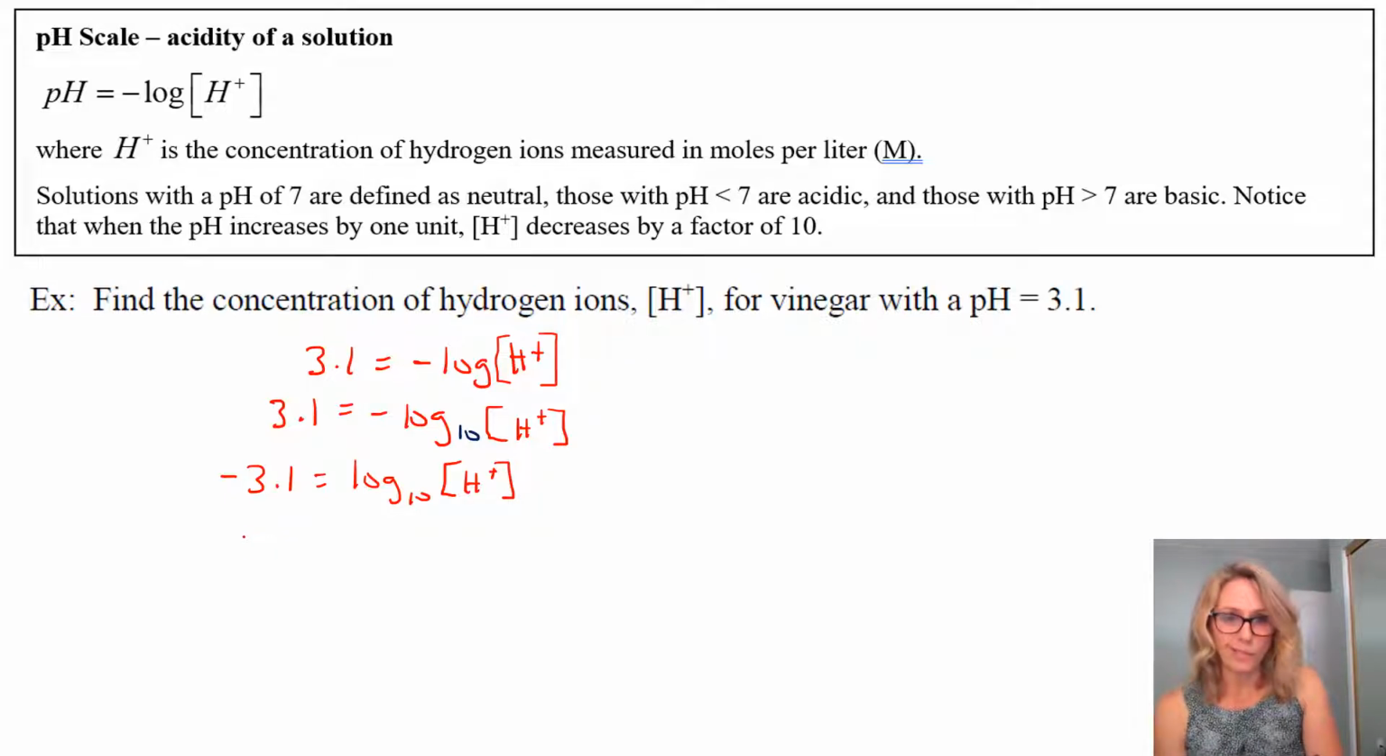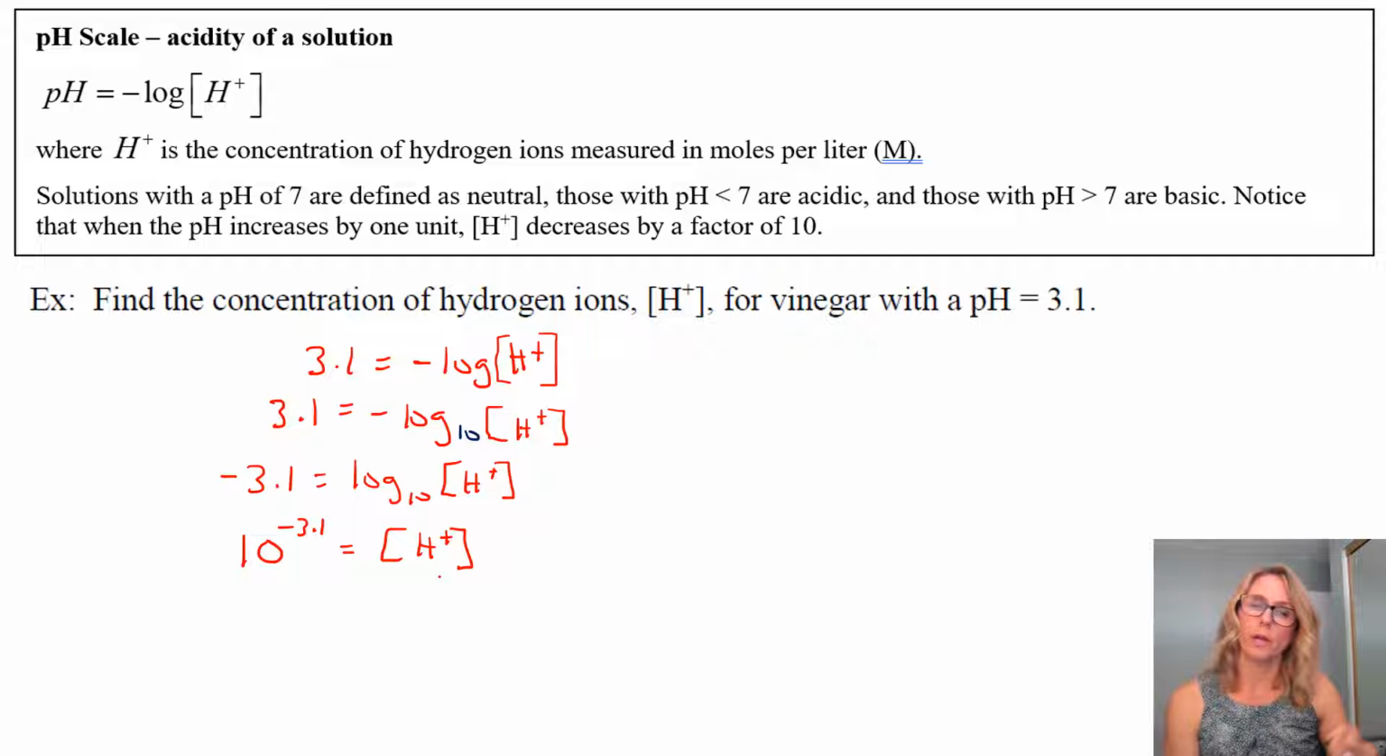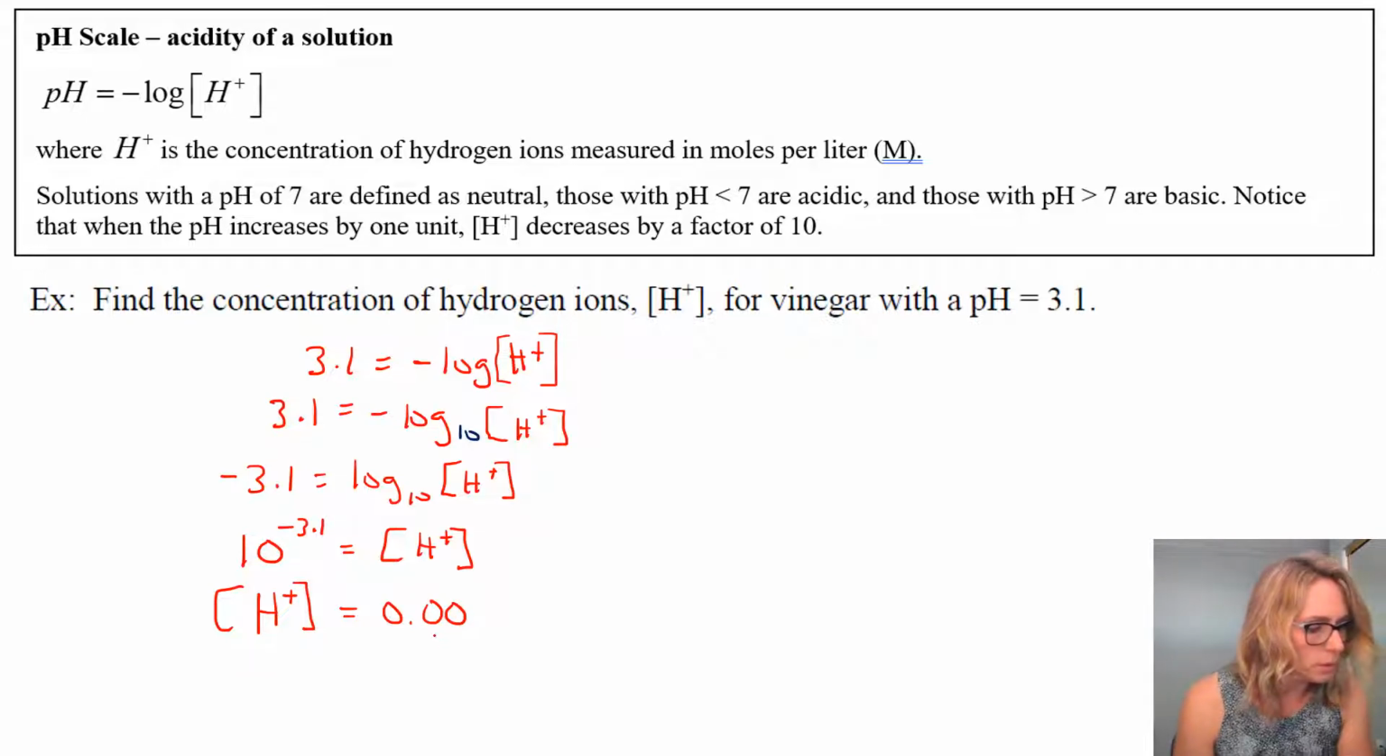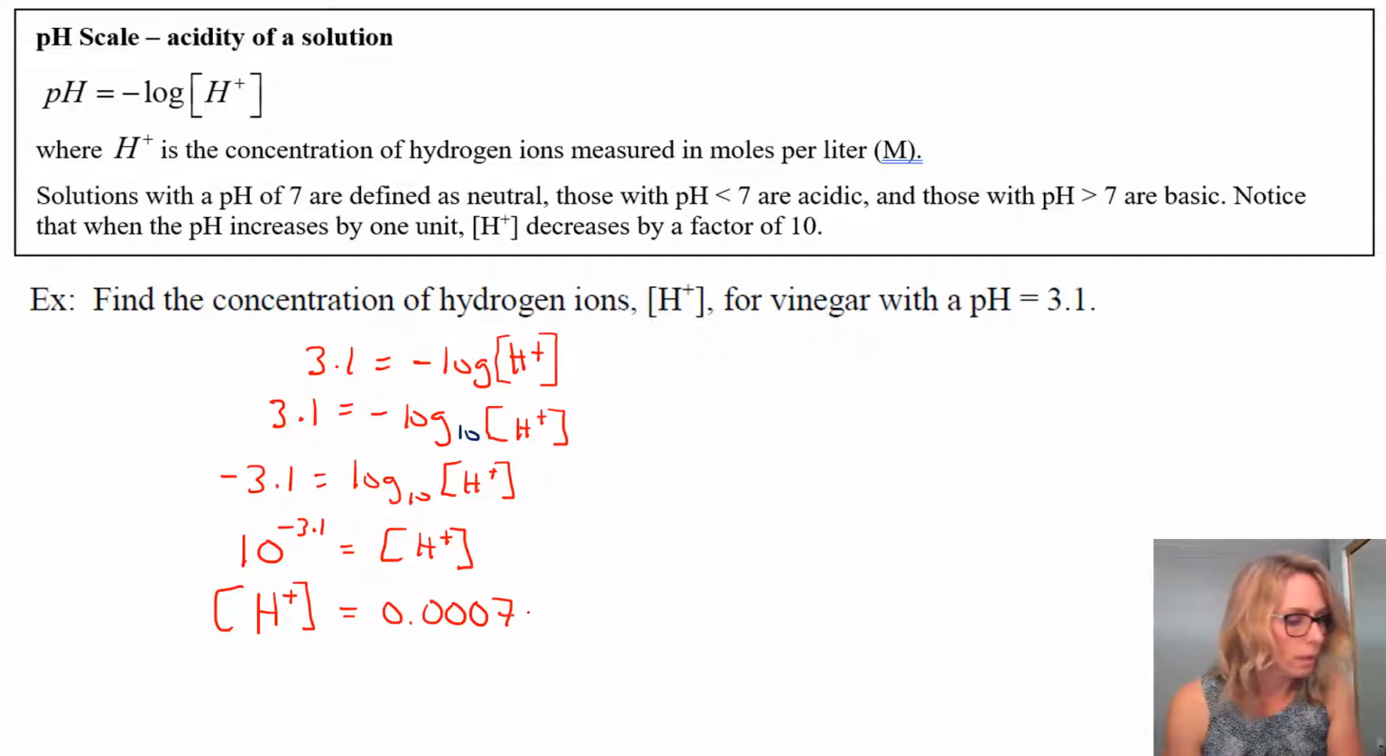So we can rewrite it just like that. 10 to the negative 3.1 has to equal H plus. And then we just evaluate 10 to the negative 3.1. Just doing that on the calculator will give us our answer. So 10 to the negative 3.1 gives us a small number, 0.00794.